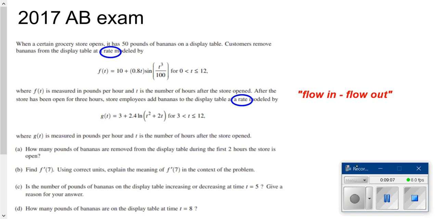After the store has been open for 3 hours, store employees add bananas to the display table, again, at a rate. Okay, now this is like the rate of banana removal, this one up here, and this is the rate of banana adding.